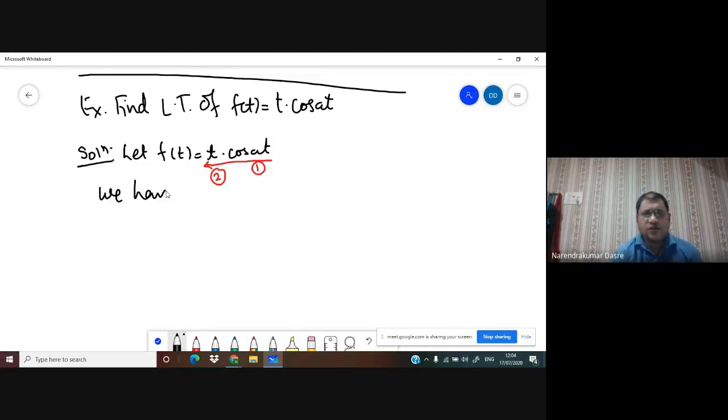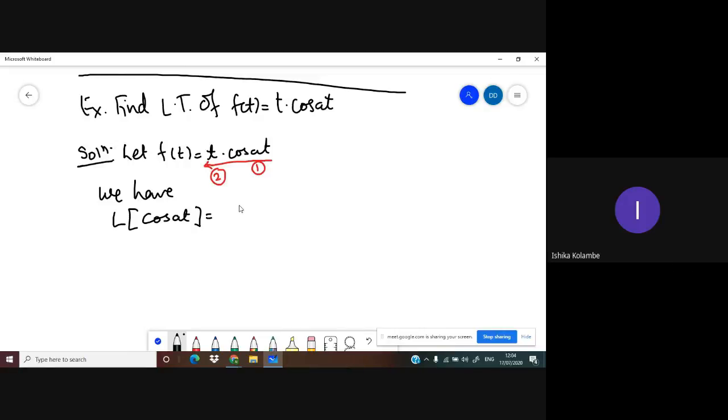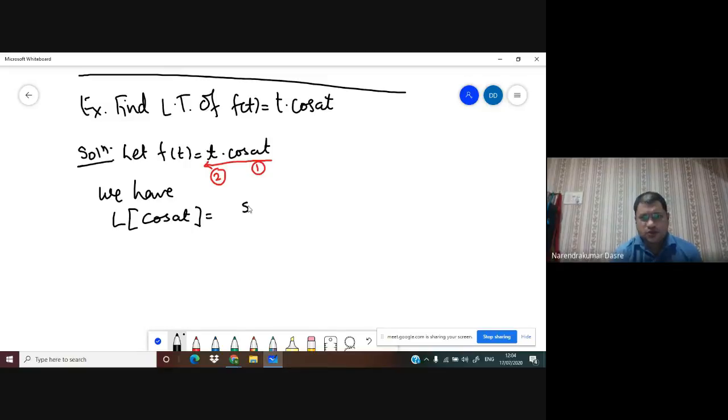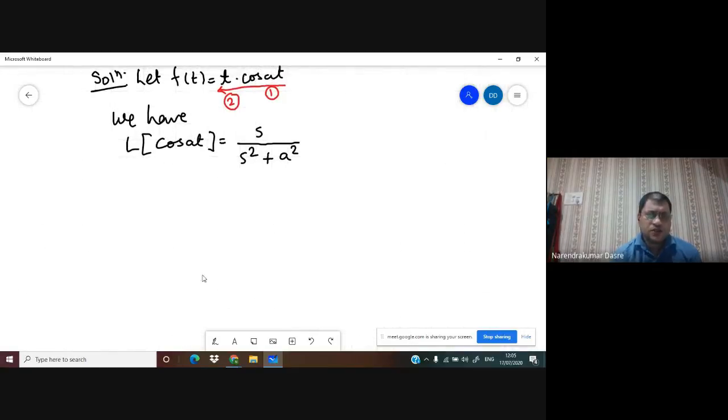So what we have here, in this case, is the Laplace transform of cos of at. So what is the Laplace transform of cos of at? s upon s square plus a square. Correct. So we got s upon s square plus a square. This is simple, using the formula we are able to get it. So we got this one. Now the next step.